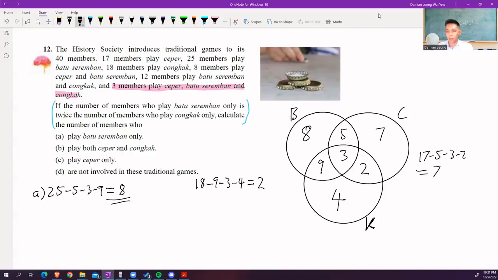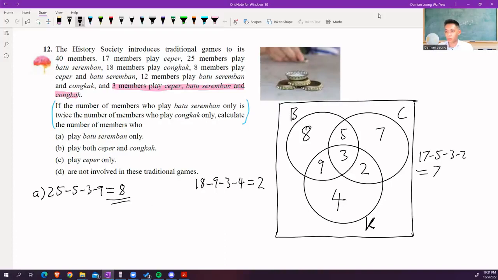Okay. And there is actually a universal set here. I also know the total number of members, 40, means everything added together, including outside here, would be 40. So to find outside, 40 minus all this, I will get this. That would actually be the answer for part D.